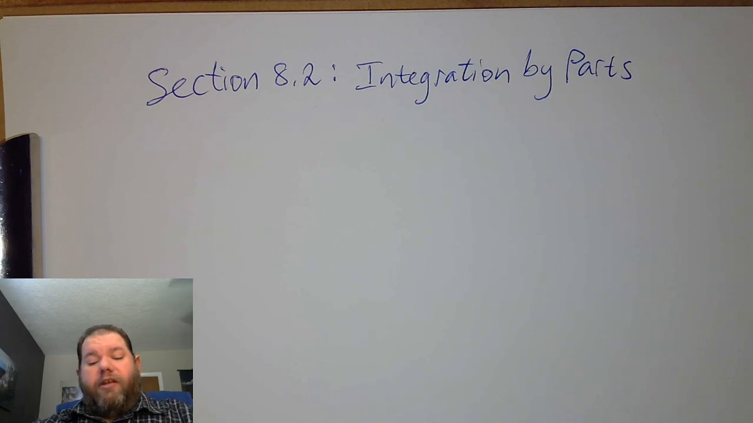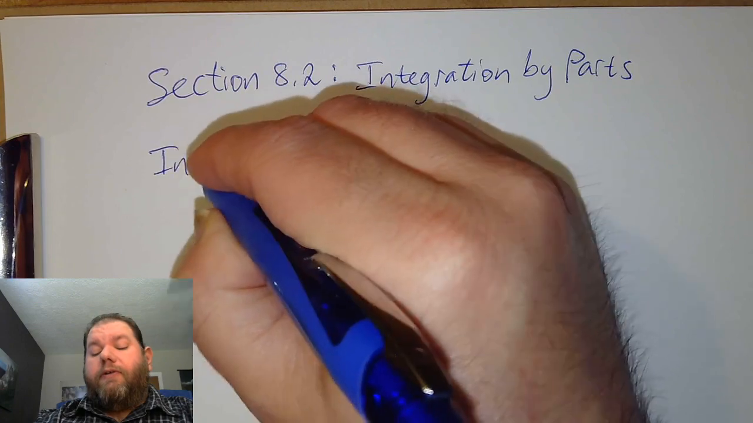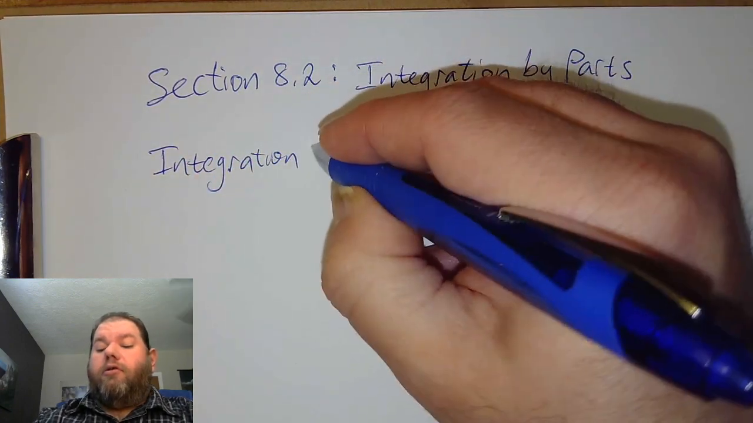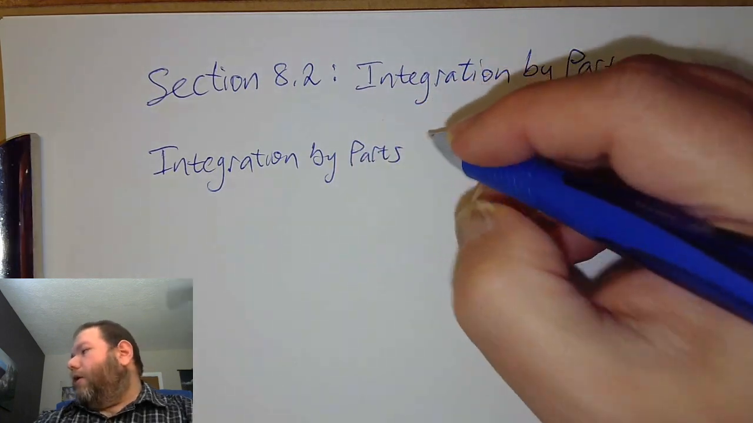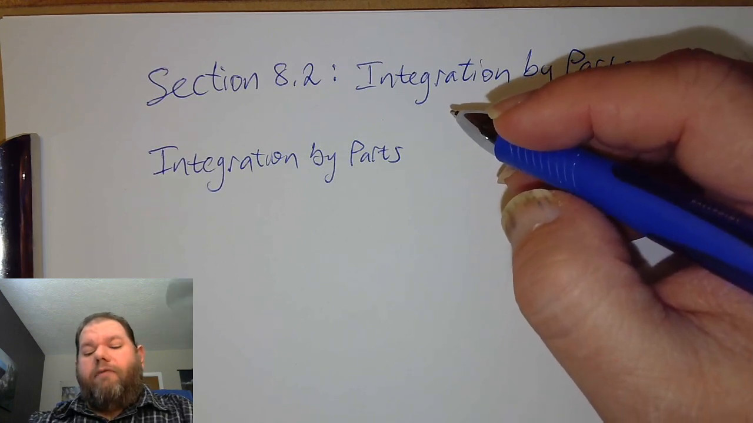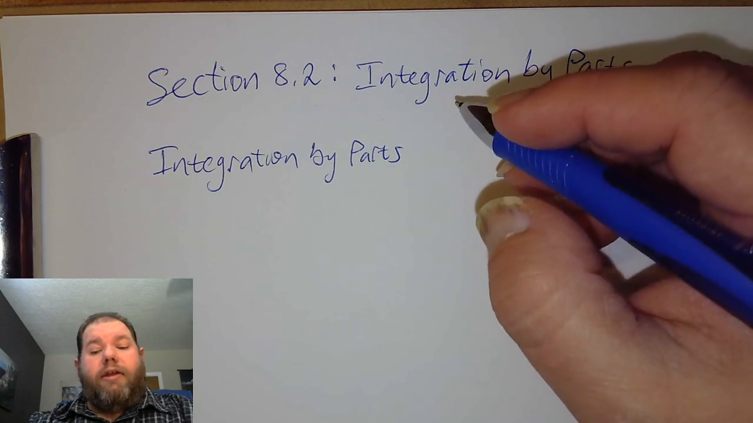Now, starting in section 8.2 with integration by parts, it actually adds another alternative for us in these types of problems. So, integration by parts can be used when we have two different types of functions being multiplied or divided in an integral.